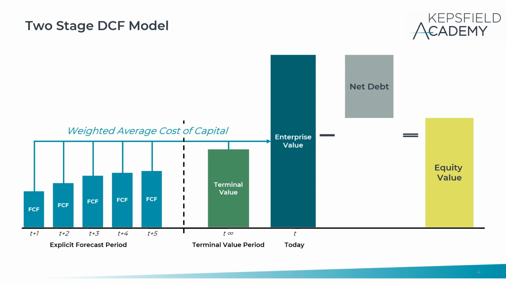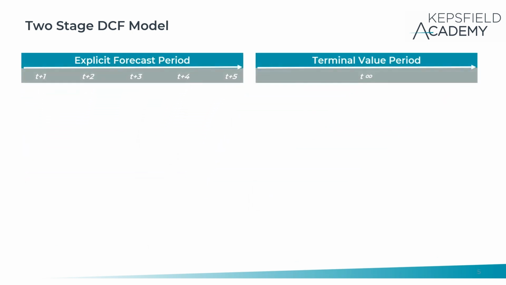The explicit forecast period refers to a specific time frame during which a company's cash flows are projected in detail. During this period, financial analysts create forecasts for the company's revenues, expenses, taxes, and other relevant financial metrics. These forecasts are often based on historical data, industry trends, and assumptions about the company's future growth and performance.